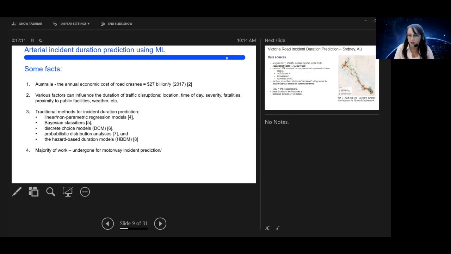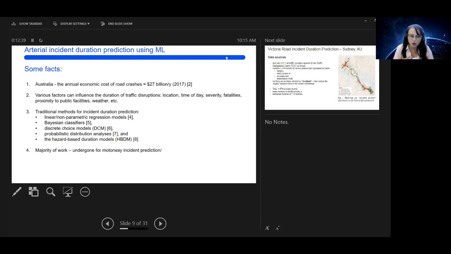If, for example, the incident happens in a very congested part of the network, with a very complicated intersection, if it's during AM peak or PM peak, it is extremely important. So also if there are fatalities, unfortunately, this will impact the time that it takes to clear off the scene and get back to normal.